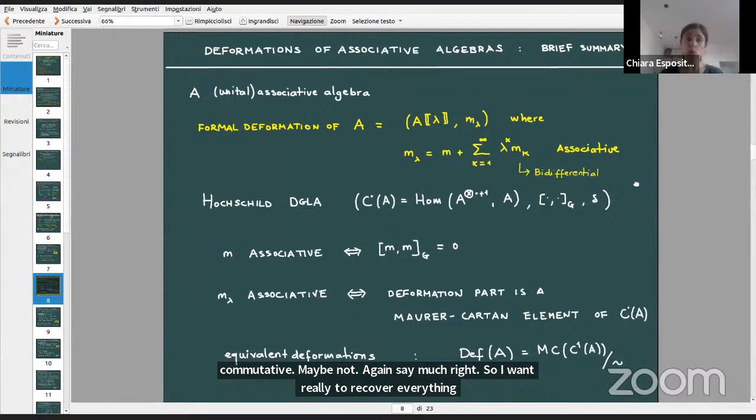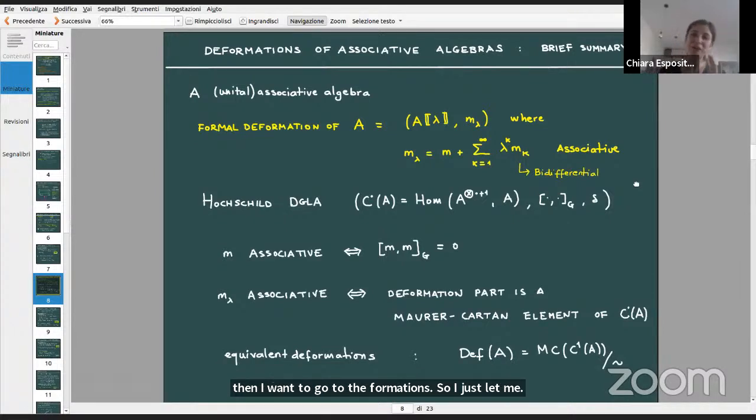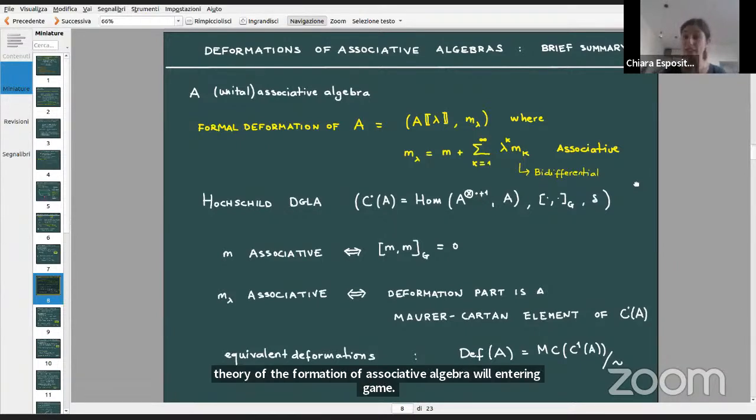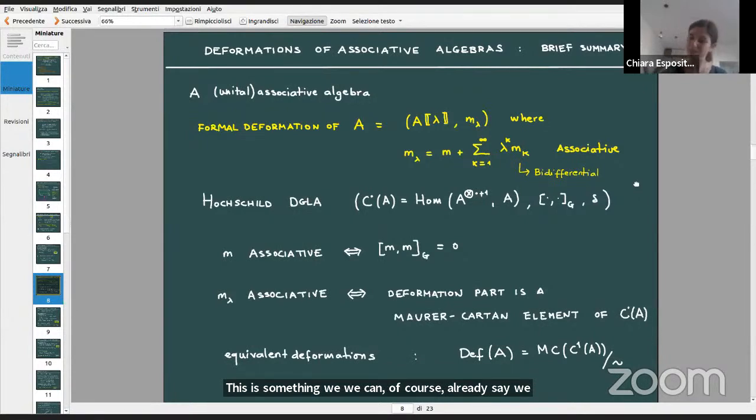And then I want to go to deformations. So I just give you a very brief summary of deformations of associative algebras. Why that? Well, first, because I showed you that this triple starts with the unital associative algebra. So when we want to deform this triple, of course, the theory of deformation of associative algebras will enter into the game. We need that, and we need some vocabulary. So just to remind you what are the crucial ingredients in this theory.